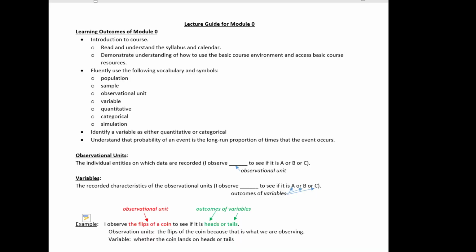This is Module 0, which is focusing on section P.1, and we're going to work through the first 3 examples in the lecture guide. This is your first video in this course.